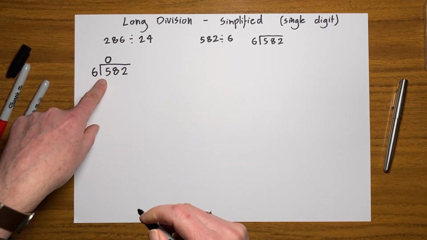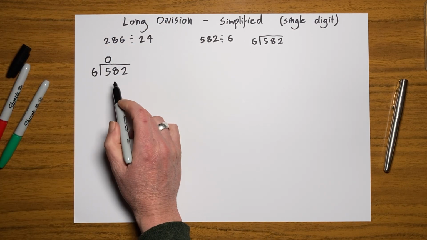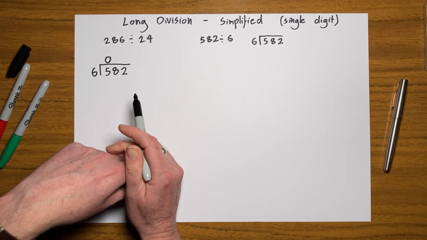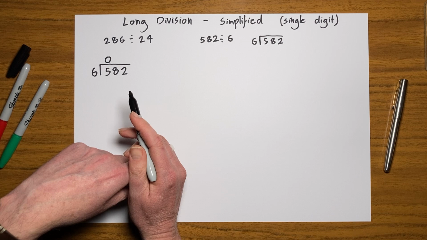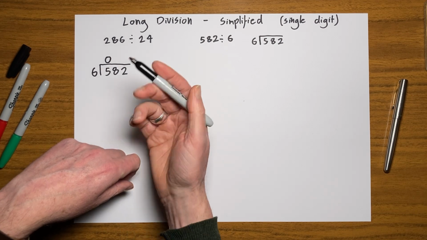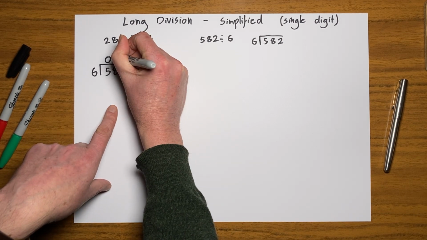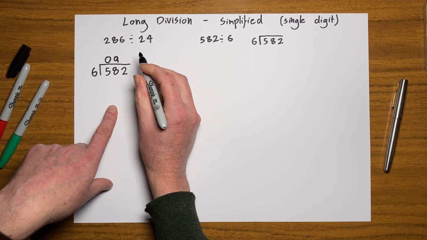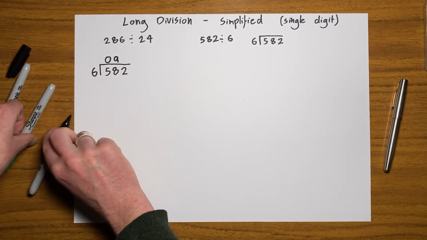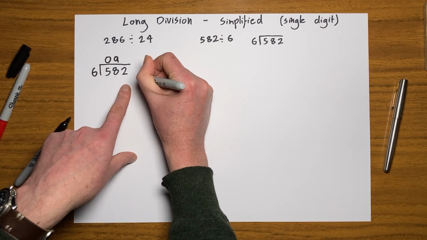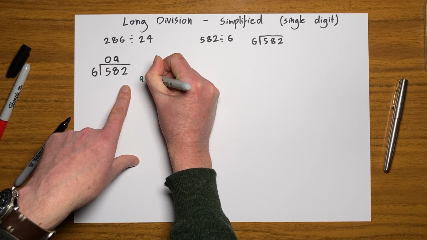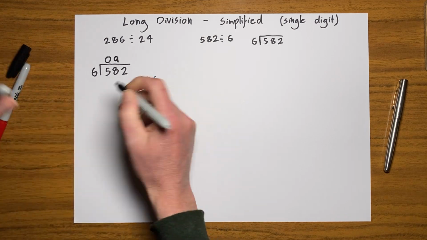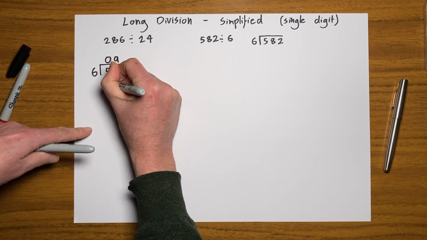Now instead of then carrying that 5 over, I'm going to leave it as it is, and I'm going to say how many 6s are there in 58. Well, I happen to know that 10 6s are 60, so it must be 9. Now this is the bit where it gets a little bit different, because what I'm now going to do is multiply. Let's get a different colour. I'm going to multiply 9 by 6. Now I know that 9 times 6 is 54.